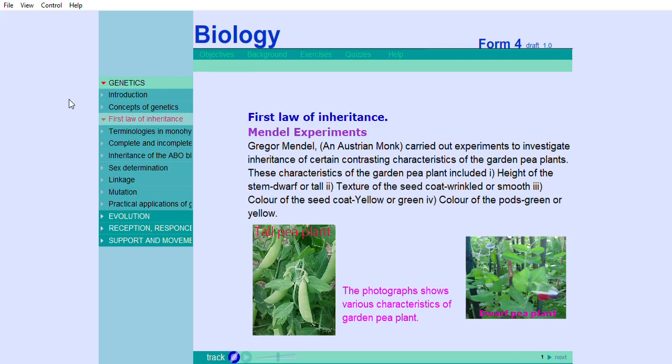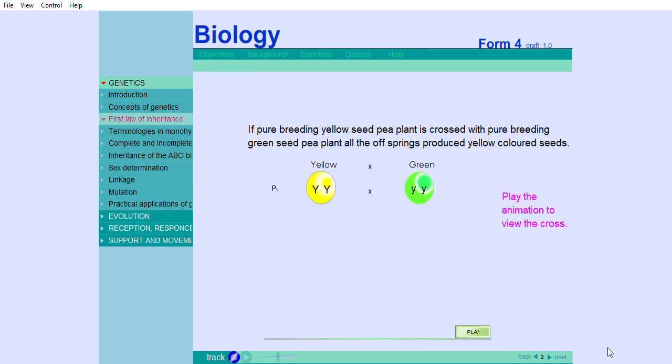The photograph shows various characteristics of garden pea plant. If pure breeding yellow seed pea plant is crossed with pure breeding green seed pea plant, all the offsprings produced have yellow colored seeds. Play the animation to view the cross.